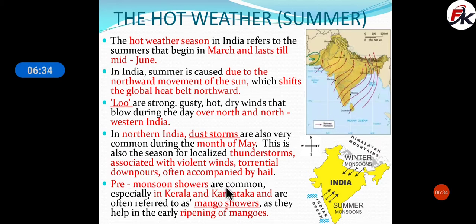Pre-monsoon showers are common, especially in Kerala and Karnataka. This is the area of Kerala and Karnataka. The monsoon comes from this area, through Kerala and Karnataka, and goes all the way to northern India. These showers are often referred to as mango showers. Remember the phrase mango showers, as they help in the early ripening of mangoes. This rain before the monsoon is known as mango showers because it helps in ripening the mangoes.